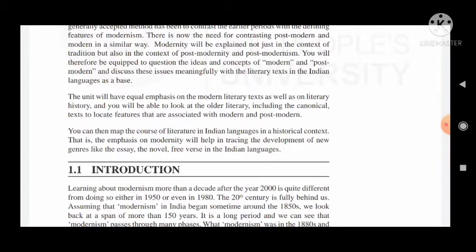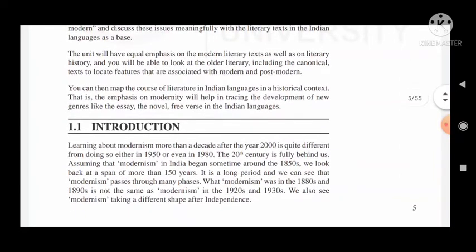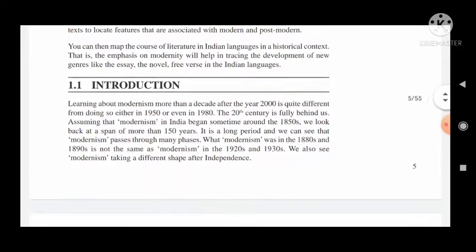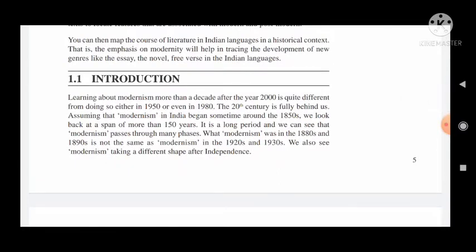The unit will have an equal emphasis on the modern literary text as well as on literary history, as you will be able to look at the older literary, including the canonical text, to locate features that are associated with modern and postmodern. You can then map the course of literature in Indian languages in a historical context. That is, the emphasis on modernity will help in tracing the development of new genres like the essay, the novel, free verse in the Indian languages.